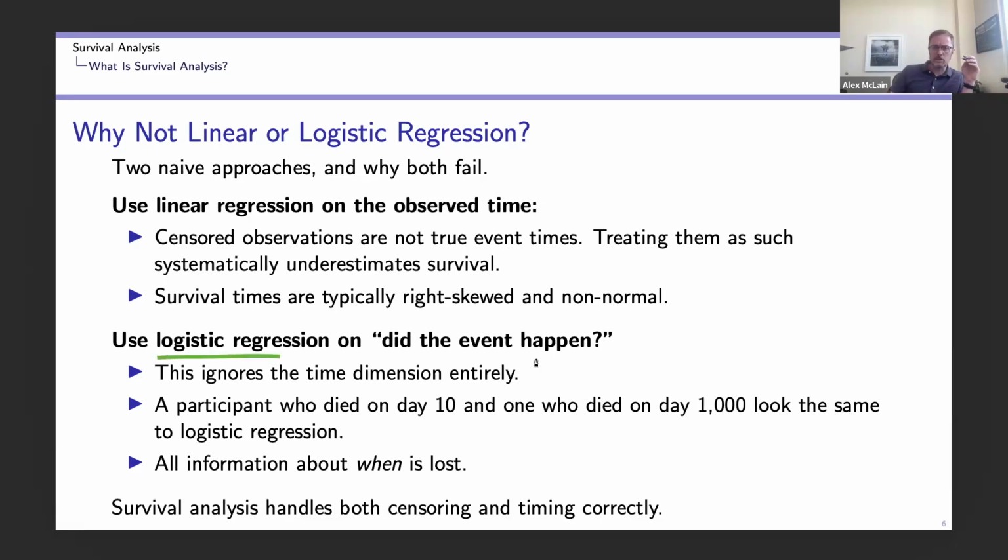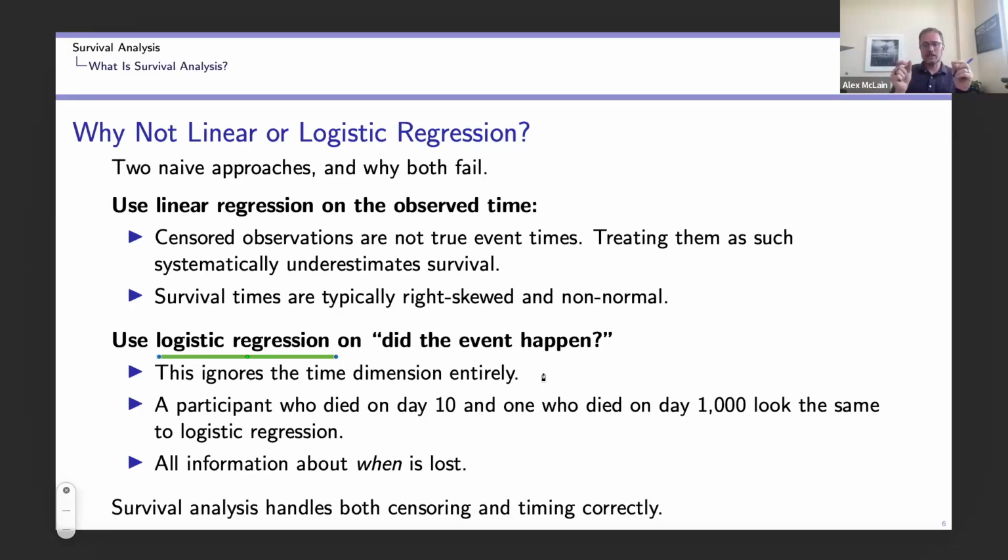This is probably what most people would think to do: use a logistic regression on did the event happen. There are two issues with that. The first one is that this ignores the time dimension entirely. Let's say our event is did they survive 5 years? Somebody who dies on day 10, no, they did not survive 5 years. Someone who dies on day 1000, no, they did not survive 5 years. So they go into the analysis as the same thing, just a one. We're throwing away all the information that these two are actually really different, so you're losing a lot of power.